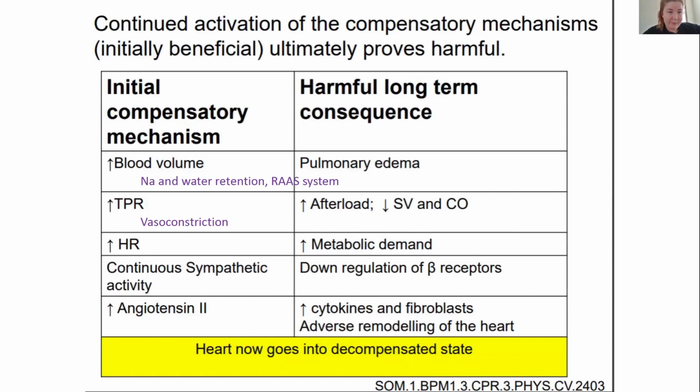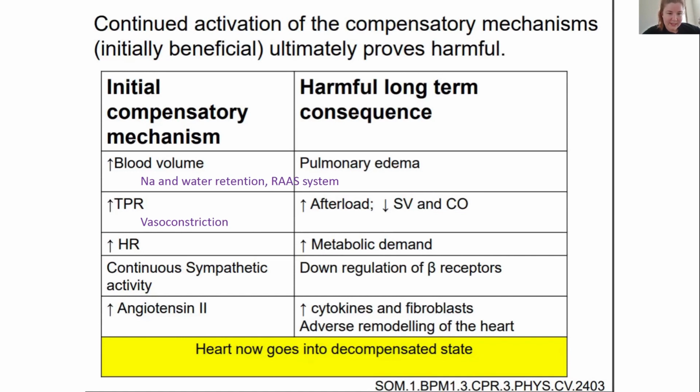So continued activation of these compensatory mechanisms isn't good. Even though we're compensating, remember the best case scenario is getting back to what we were before. But if you keep these compensatory mechanisms going and going and going, too much of a good thing can start to be a bad thing. So increasing that blood volume due to water and sodium retention, that's the RAS system, that's the renal system, you're going to get pulmonary edema, because you're holding on to this volume and it can start to leak out.